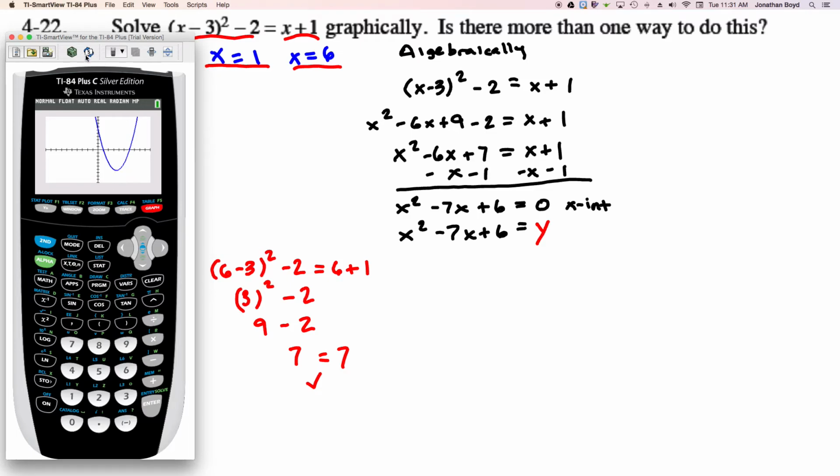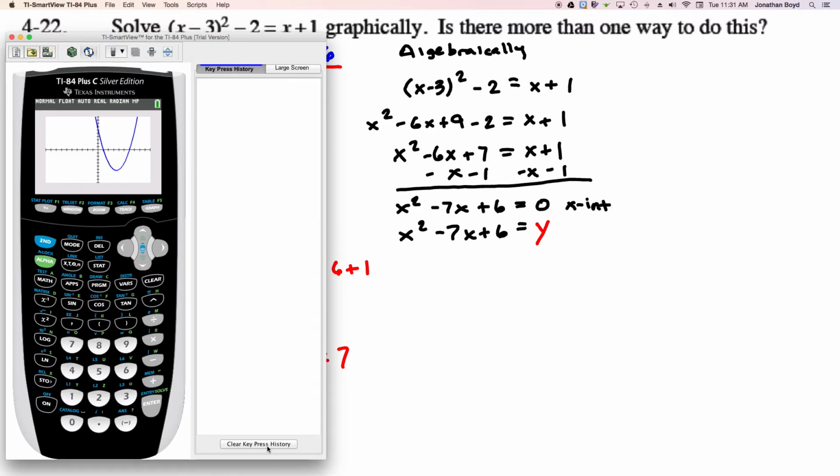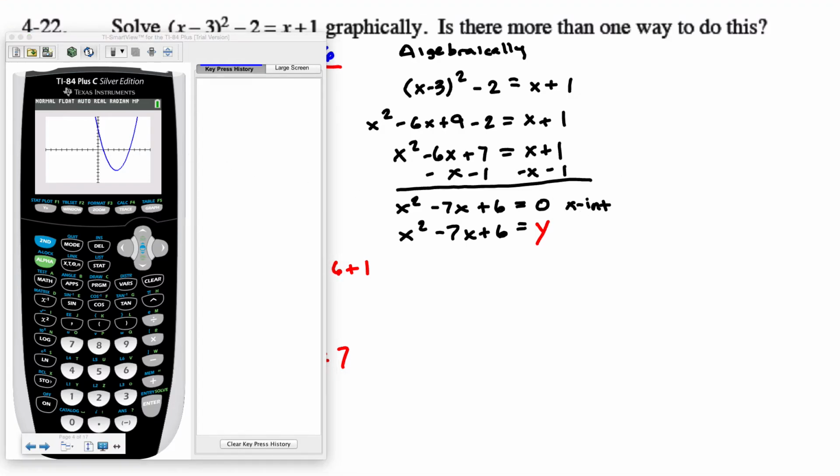Let's clear our key press history. I want you to see here, we're trying to find the zeros here, or the roots, or the x-intercepts. That's all words that mean the same thing here. We've got x-intercept, we call it the zeros. It's also called the root. Okay, these are all words that mean the same thing.